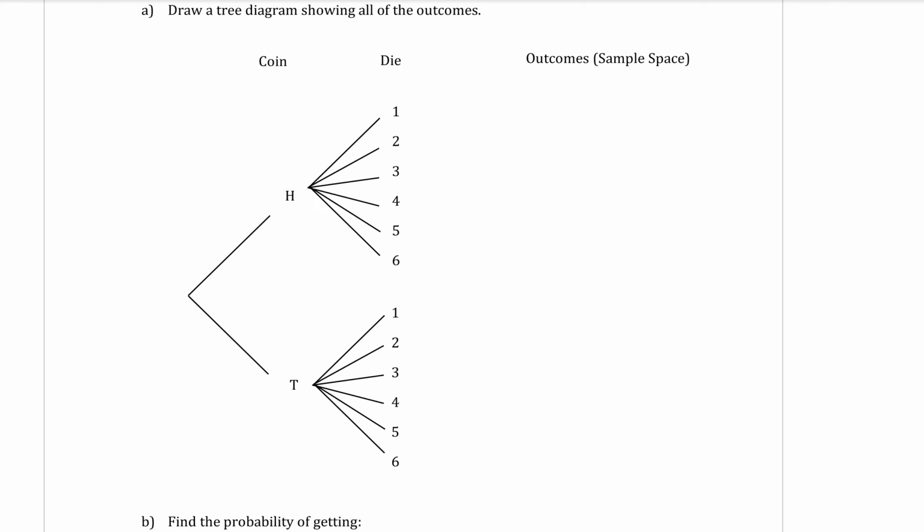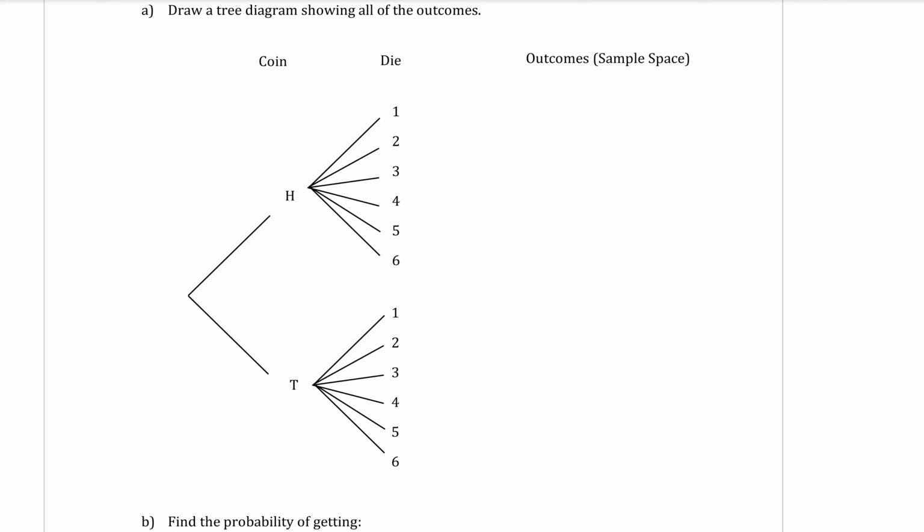Then the second thing we want to do is to roll a dice. And we know that we have the numbers 1 to 6 on a dice. And we have to list those next to each one of our outcomes from the coin. Okay, so I have a head and I have 1, 2, 3, 4, 5, 6. Tail, 1, 2, 3, 4, 5, 6.